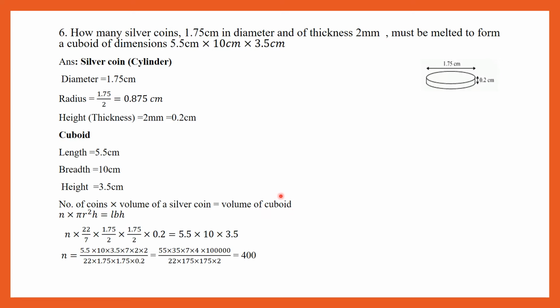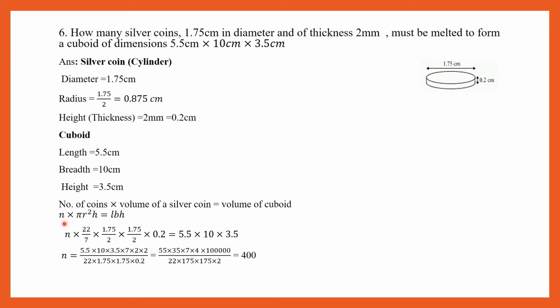Silver coin is in the form of a cylinder with diameter 1.75 centimeter. Therefore, radius of the coin will be 1.75 by 2, which is 0.875 centimeter. It is given the thickness in millimeter. So, converting into centimeter, it will be 0.2 centimeter. The cuboid dimensions are given. Length is equal to 5.5 centimeter, breadth is equal to 10 centimeter and height is equal to 3.5 centimeter.